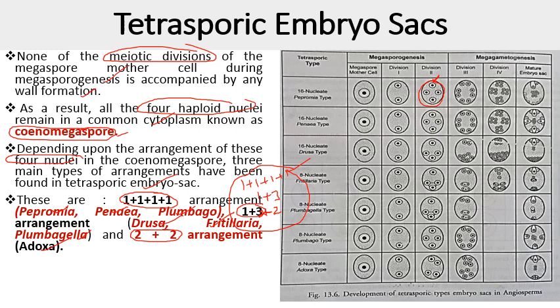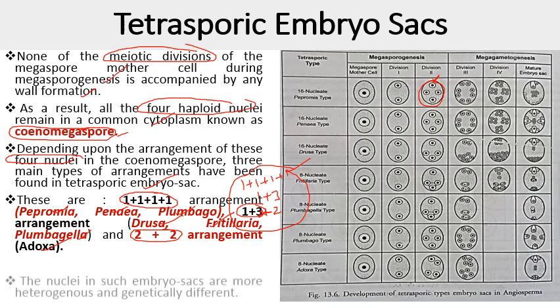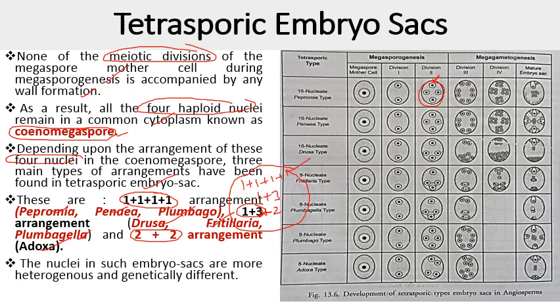That we will understand one by one in detail. The nuclei in such an embryo sac are more heterogeneous. It means they are not genetically similar. So they are genetically different. So they are further of 7 different types that we'll discuss one by one.